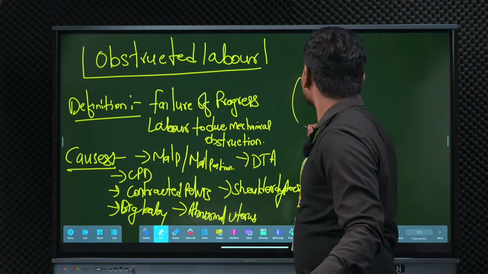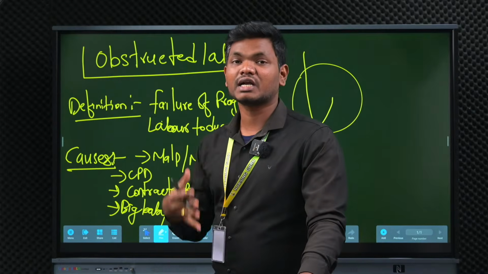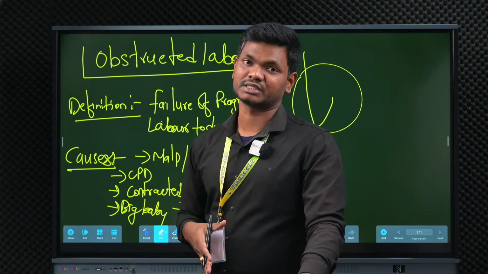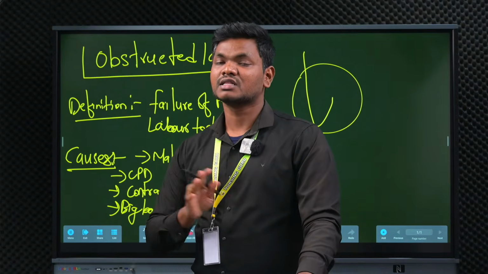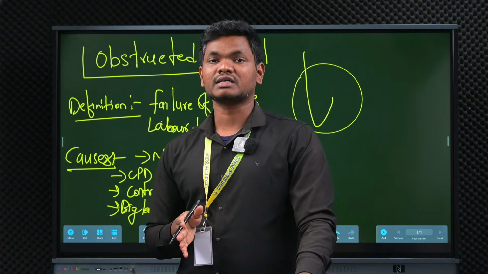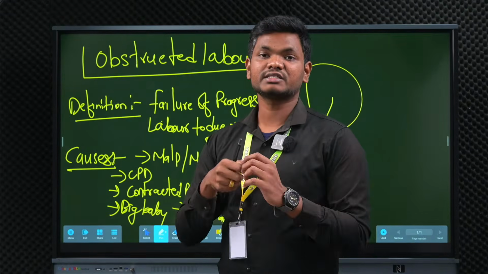For example, you see here, the fetal head should come down in the pelvic cavity. That may not happen because of the obstruction. Then the cervix: there will be no dilatation, because when the fetal head comes down, it leads to cervical dilatation.